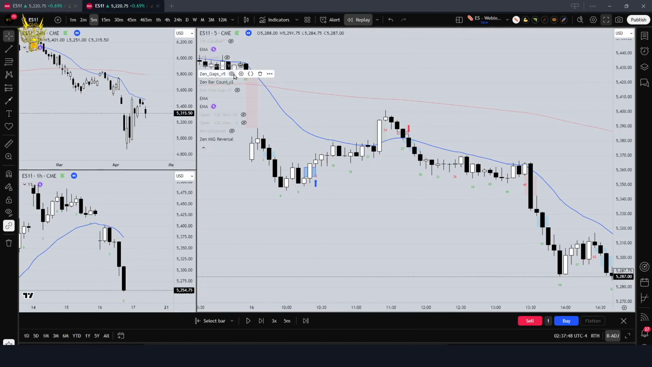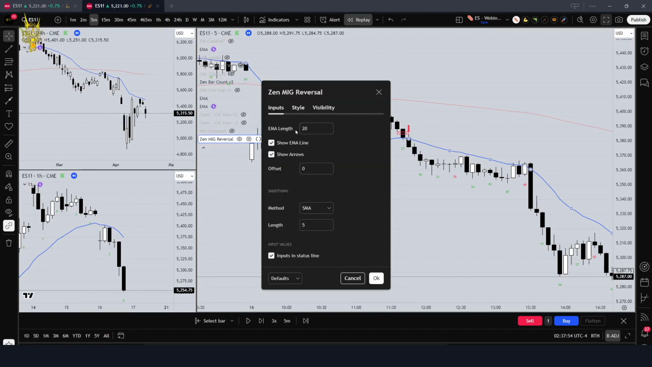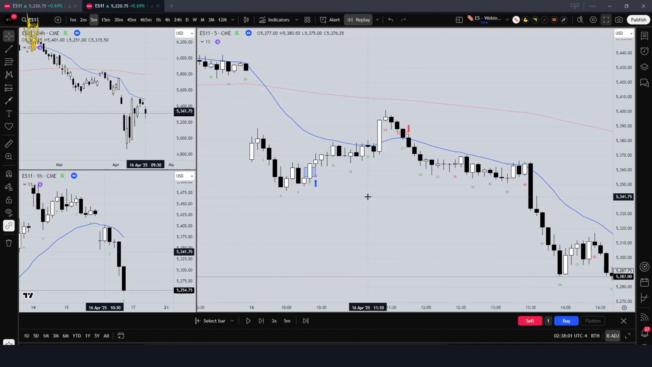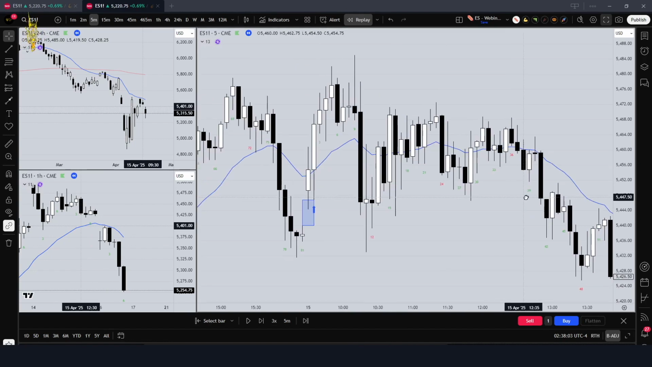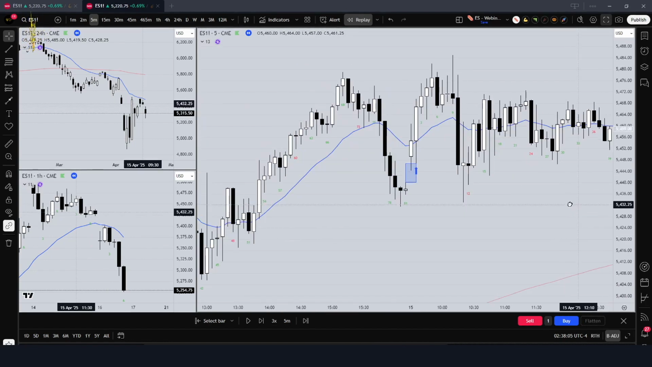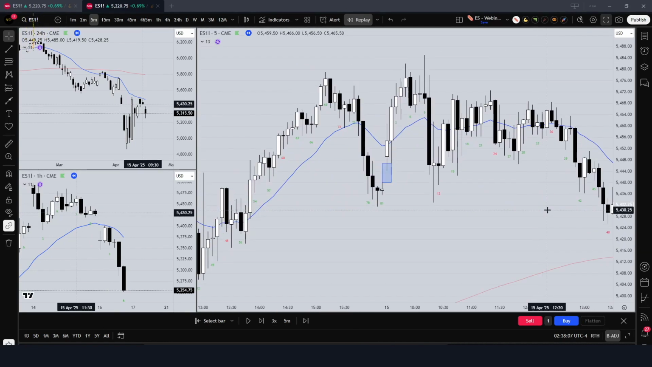So I'm going to turn off the regular gaps one so you can see it. If you look at the settings for it, it's pretty simple. You can change your EMA length. You can also turn the arrows on and off. Pretty sure with AI, you could customize it any way you like. But I want to take a look at a few days so you can see how to use it.